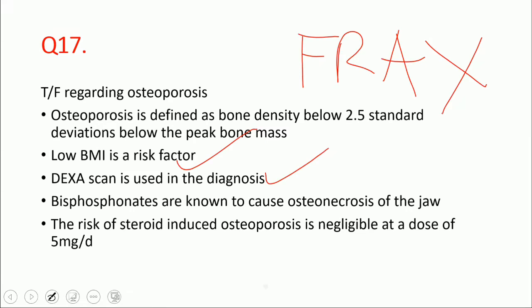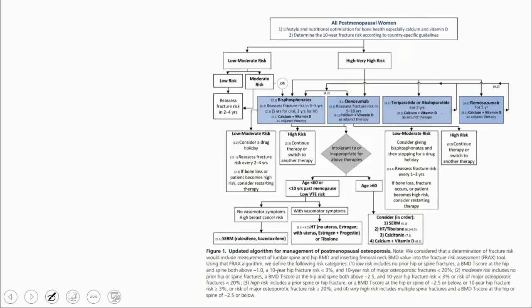FRAX score. So this is very complicated. Don't worry about this. Nobody is going to ask you about it. But the risk is calculated based on the FRAX score. You would calculate 5 years, 10 years. Some guidelines say calculate the 10 years score, and you can also calculate the 5 years score. And then based on the risk, you go on the treatment. If it's low risk, sometimes you don't give anything at all.